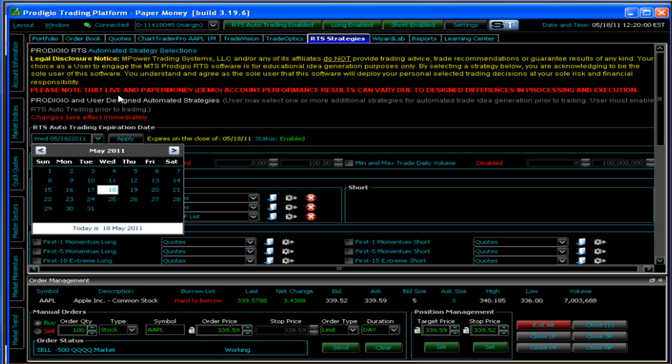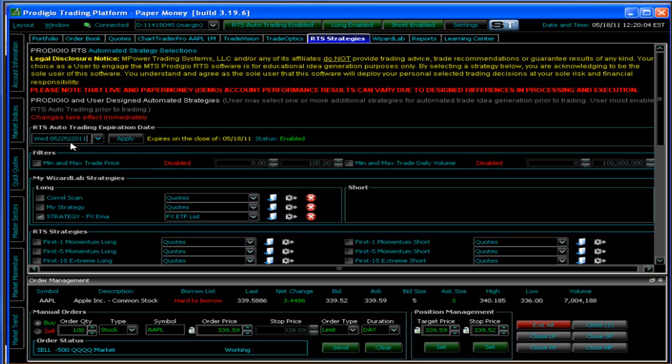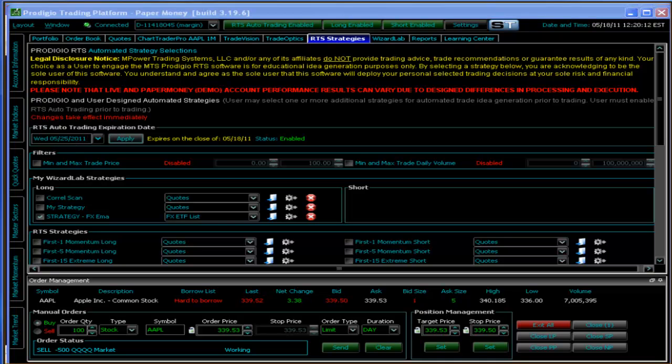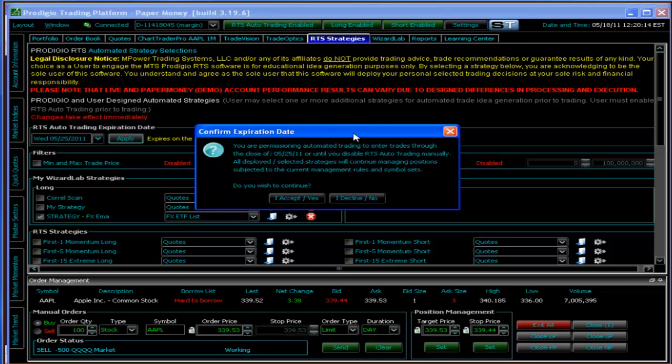Right, so for example, today's the 18th, if I wanted it to remain enabled for a week, I could just go here, click RTS Auto Trading Expiration Date, Wednesday, May 25th, and hit Apply. And what this will do is give me a dialog, and it says you're permissioning automated trading to enter trades through the close of 5/25/11 or until you manually disable the RTS Auto Trading.